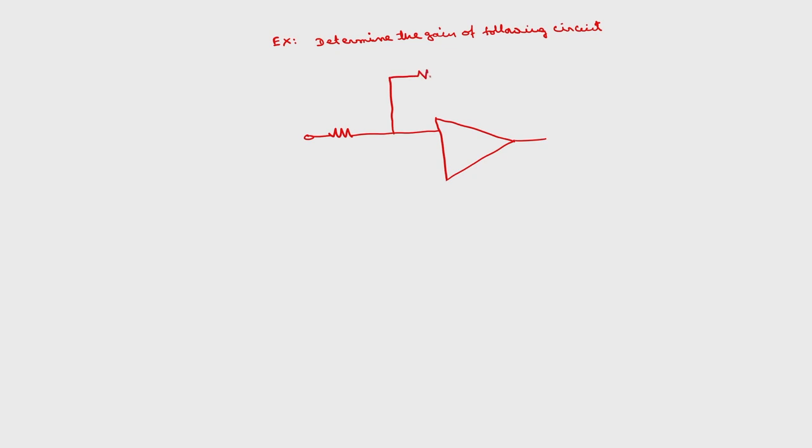So, the next example is to determine the gain of the following circuit. See the circuit. In the feedback, instead of having a single resistance, there will be a delta network. Assume that the op amp is ideal. Unless otherwise mentioned, we can assume that the op amp is ideal.